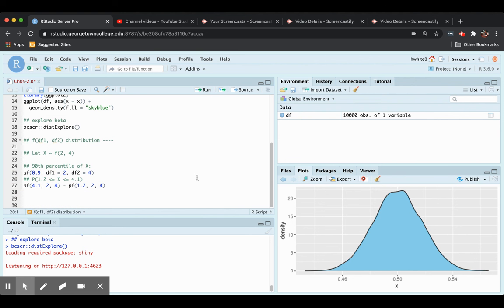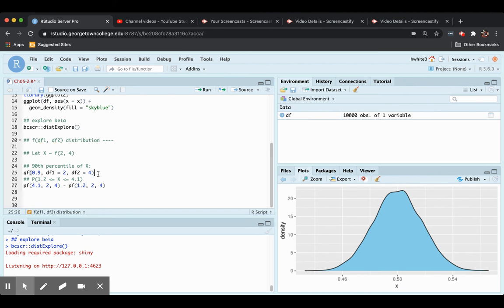We did introduce the F distributions in this section, and I don't have an option on the app to explore them, but why don't we at least know how to find some probabilities and some percentiles for them. So for percentiles, you would use the Q member of the family, so QF. And if I want the 90th percentile for a particular distribution, like one where the R1 is 2 and the R2 is 4, and R uses DF1 and DF2 as the names of the parameters.